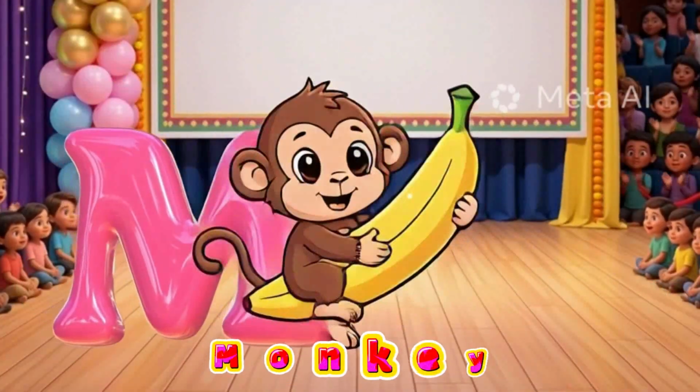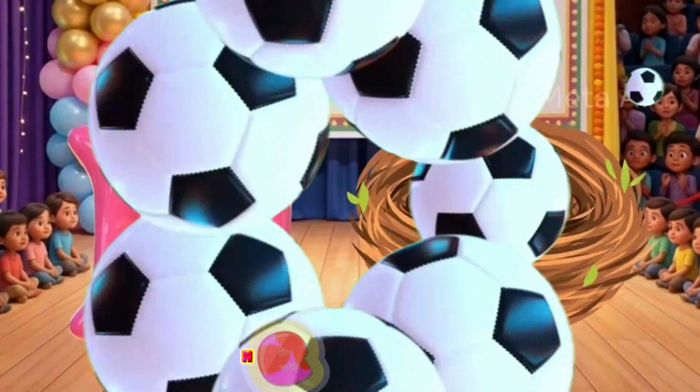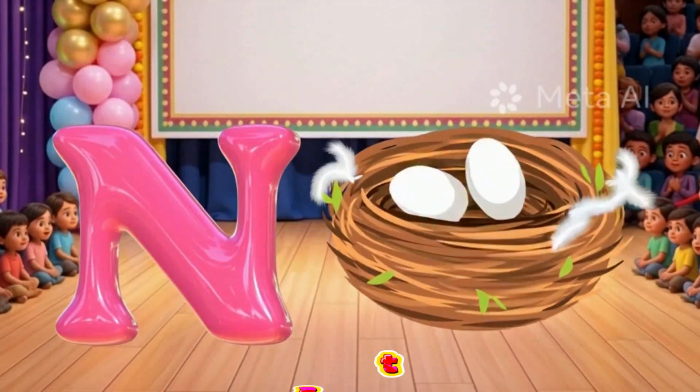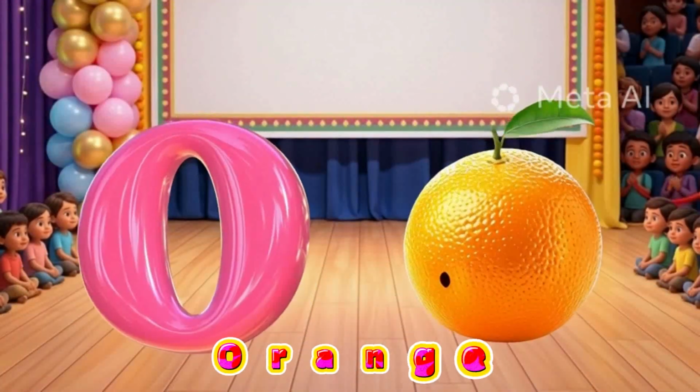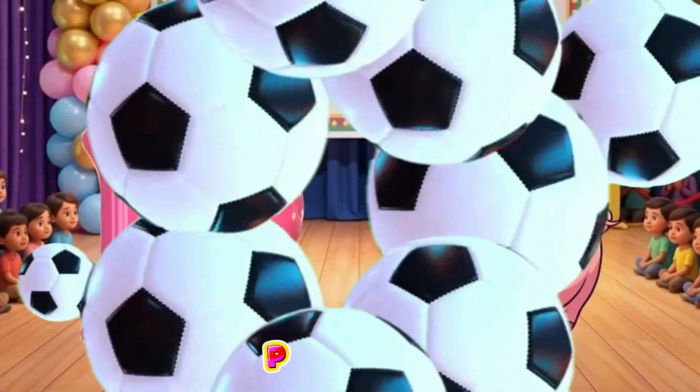M is for monkey. M, M, monkey. M, M, monkey. M is for monkey. N is for nest. N, N, nest. N, N, nest. N is for nest. O is for orange. O, O, orange. O, O, orange. O is for orange.